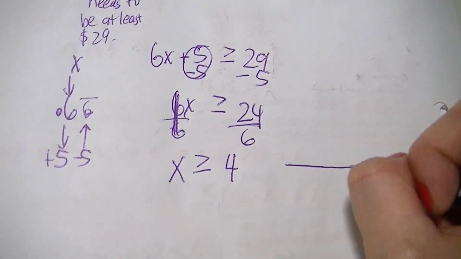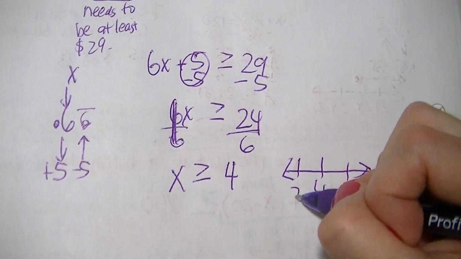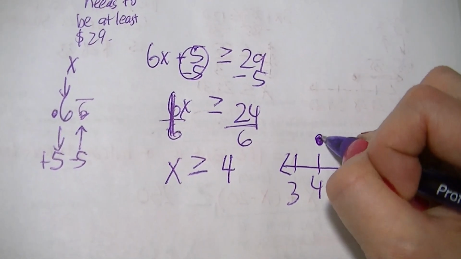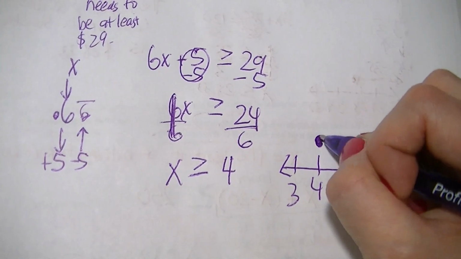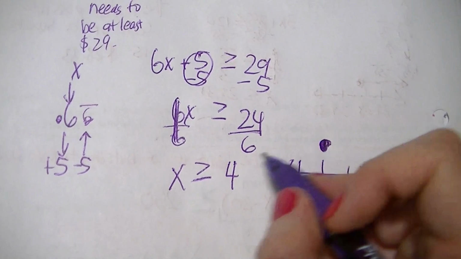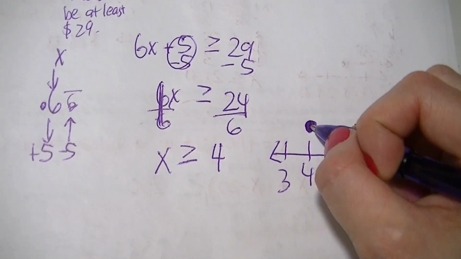Okay, now I'm supposed to graph it because that's what the directions say. And that means I fill in the circle because the minimum hours he has to work has to be greater than or equal to 4. So it could equal 4 and he'd be fine. Numbers greater than 4 are like 5, 6, 7, 8, 9, 10. So it's to the right.